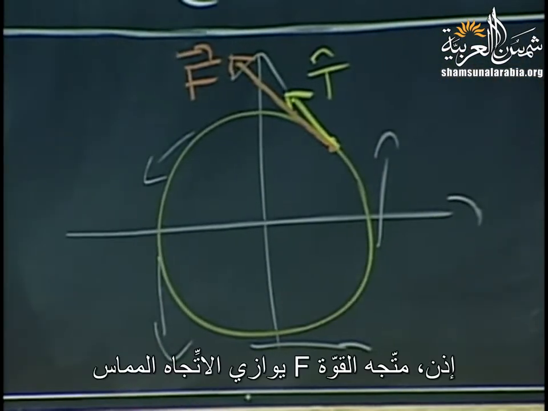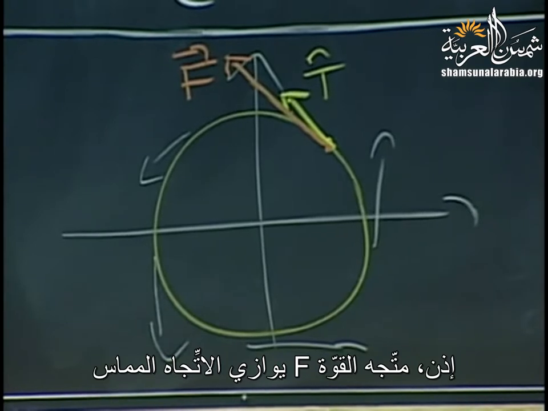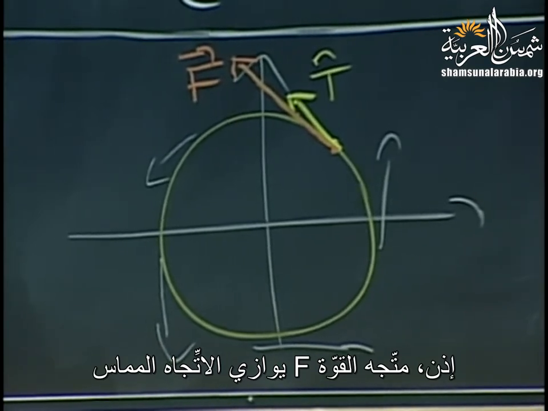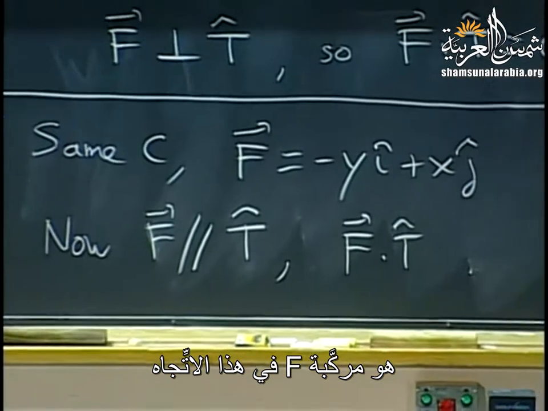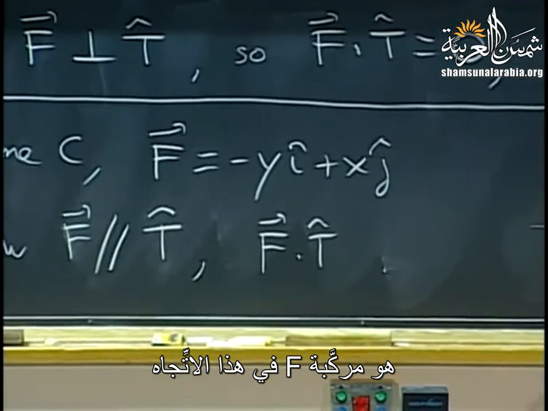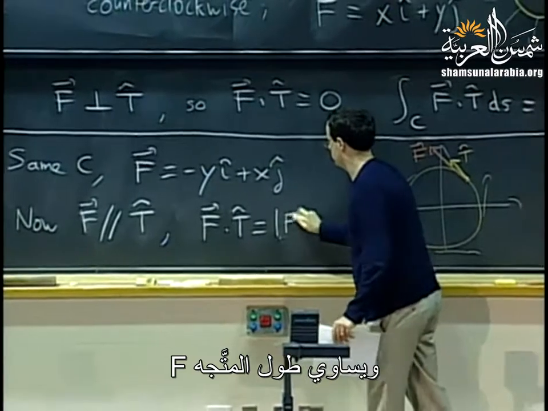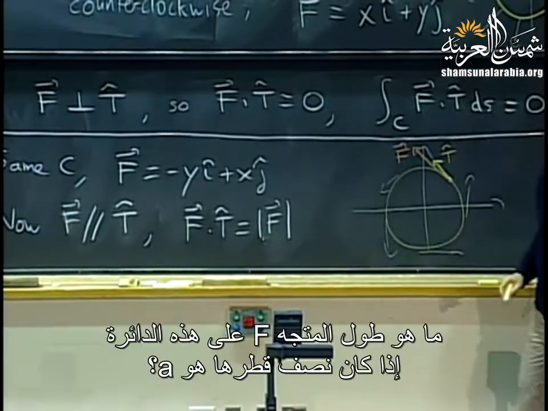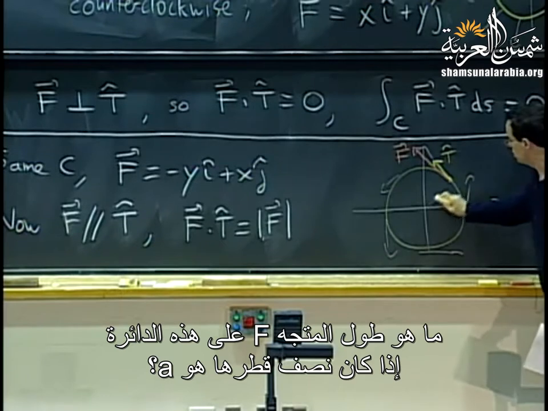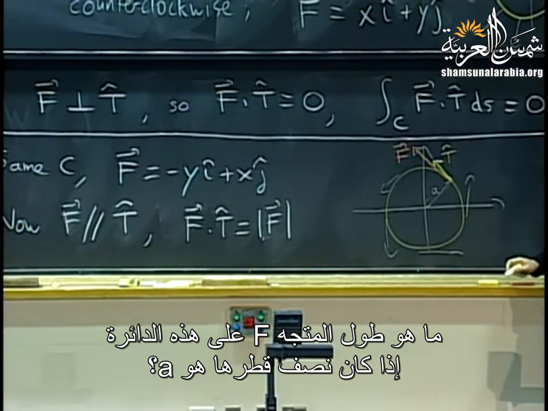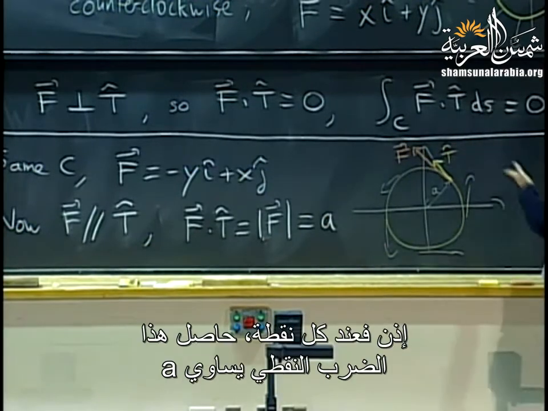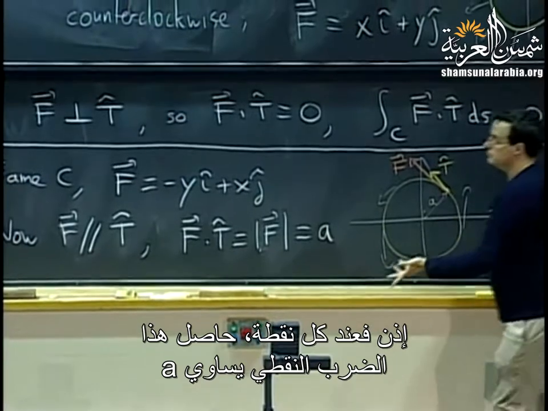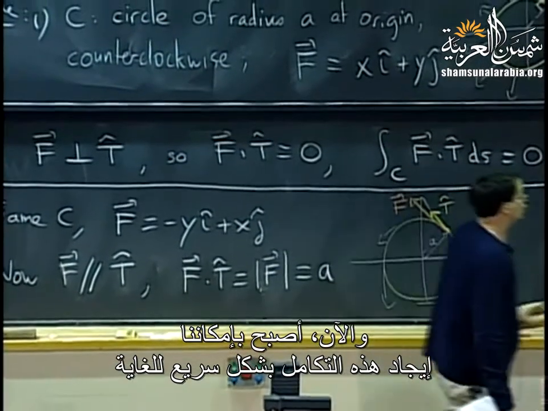Okay? So now F is actually parallel to the tangent direction. So that means that the dot product F dot T, remember that's the component of F in this direction, will be the same as the length of F. But what's the length of F on this circle if the radius is a? It's just going to be a. That's what we said earlier about this vector field. So at every point, this dot product is a. Now we know how to integrate that quite quickly.